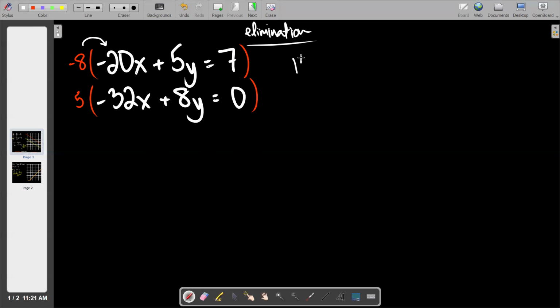We get 160 x's. And that's not interesting to me because that's not what I came to do. What I came to do is this next one. What's negative 8 times 5? Negative 40. Yeah, that was on purpose. We wanted that to happen. And then equals what's negative 8 times 7? Negative 56. And again, this y part on the bottom is not interesting to me. I still need to know, but what's 5 times negative 32? Negative 160.